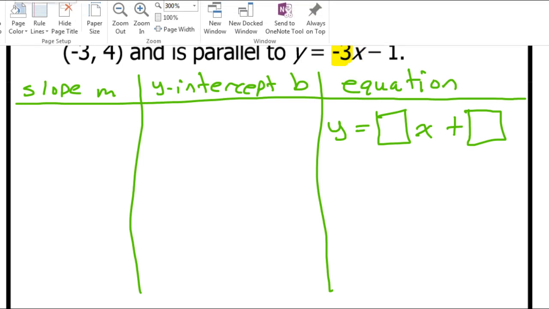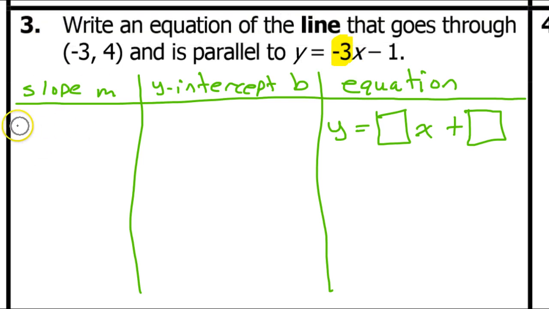So now that is the slope of a parallel line, so I'm going to call it m parallel because it's the slope of a parallel line. And so m parallel is -3. Please notice this -1 has nothing to do with anything. So I'm going to cross that out. I'm not going to use the -1 at all.